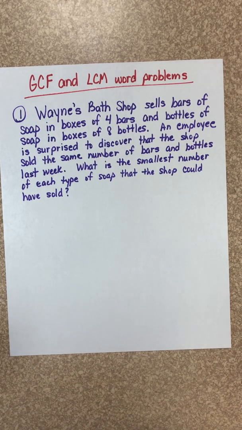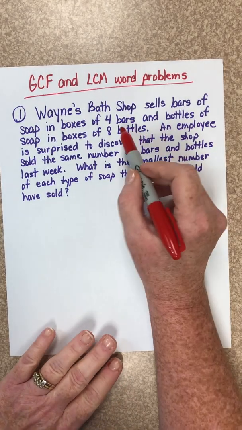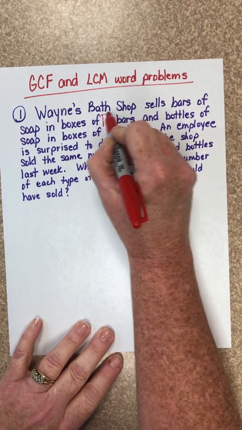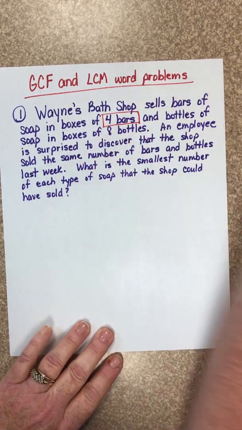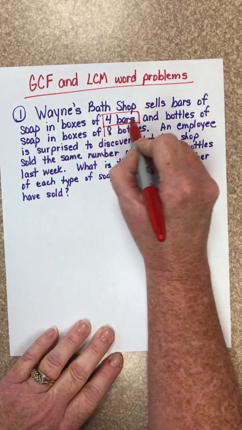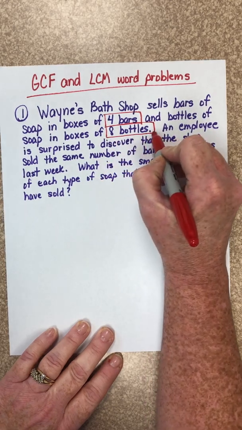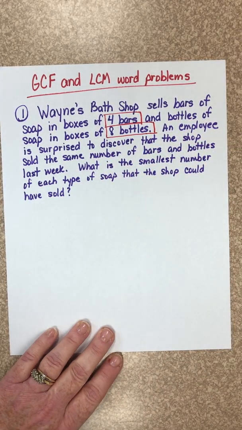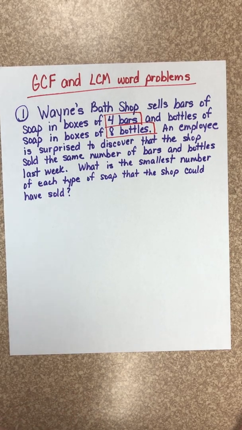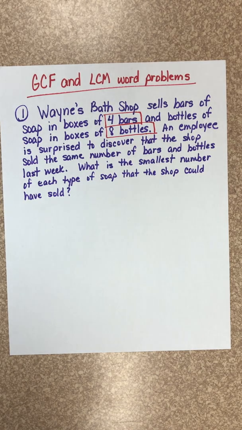All right, let's go back and look for some things that we need to be able to solve this problem. First I see 4, and that's 4 bars. And then we see 8 bottles. So it looks like we definitely need those 2 numbers, 4 and 8. Now let's see if we can find a key word or key phrase or signal phrase that will let us know if we need least common multiple or greatest common factor.